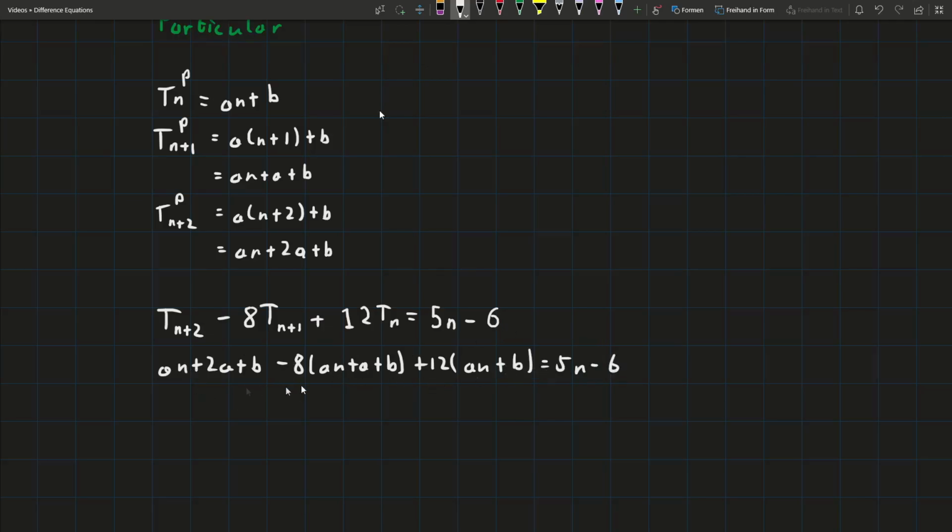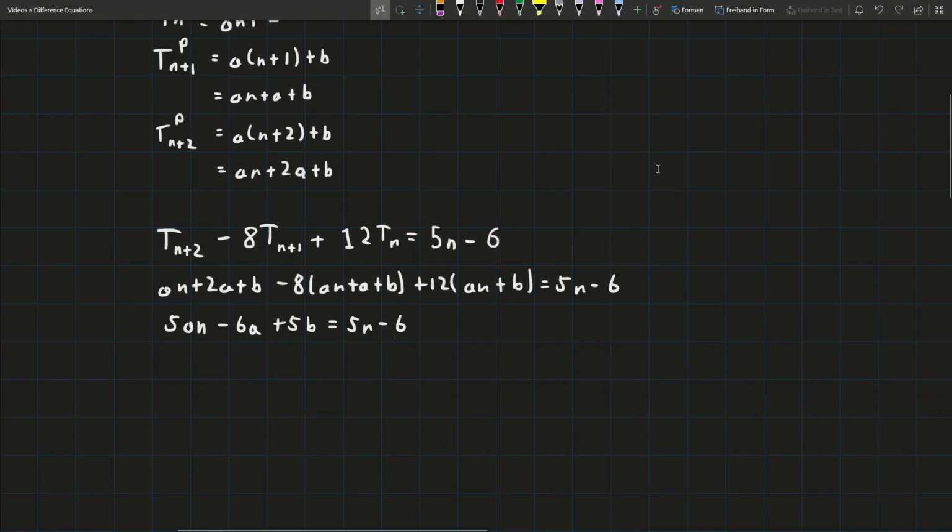Now we need to simplify this. So we have an minus 8an plus 12an, that's going to be 5an. And then we'll have 2a minus 8a, which is going to be minus 6a. And then we'll have b minus 8b plus 12b, which is going to be plus 5b, equals 5n minus 6. How can we figure out what a and b are from this?